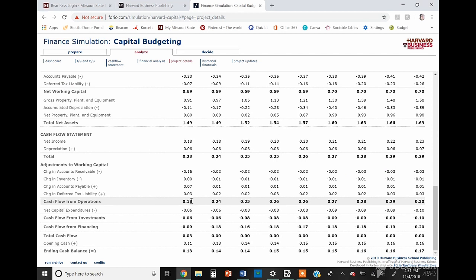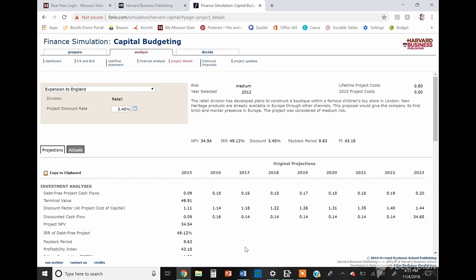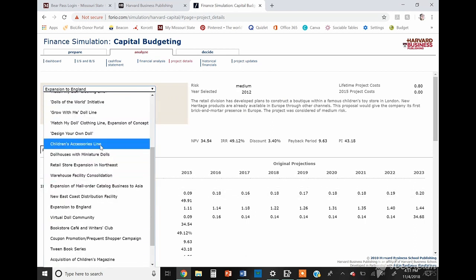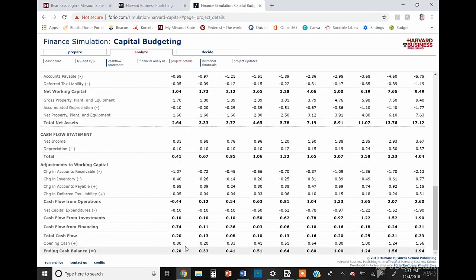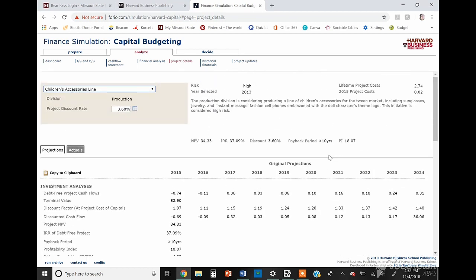And I would also look at these numbers down here. I would look at the total for the cash flow statement and make sure that it was increasing over the years. Then I would come down here and look at the ending cash balance and make sure that it was increasing. For this expansion to England, it didn't increase at an insane rate, but let's see if we can find a project where it did increase. So this one, you can see it increased at a greater rate here and here. Those are the numbers that I looked at when evaluating the projects.